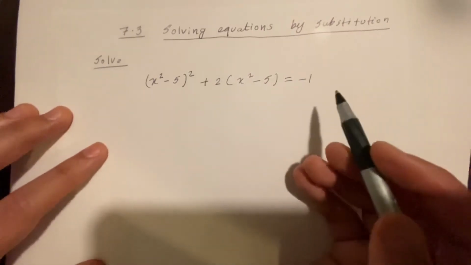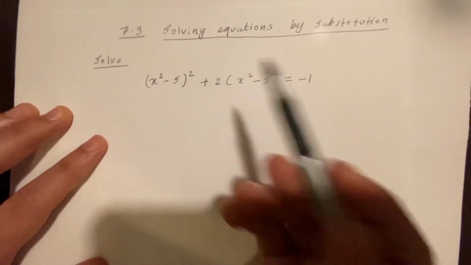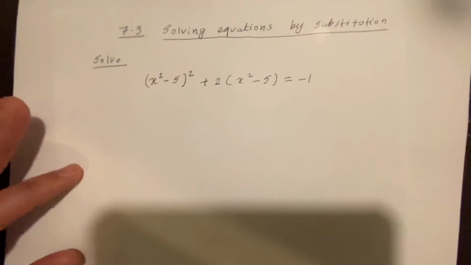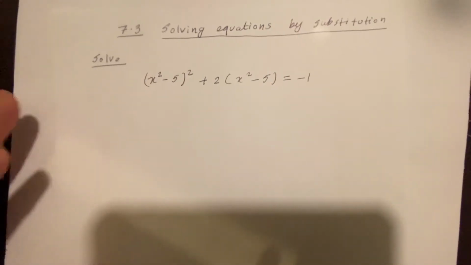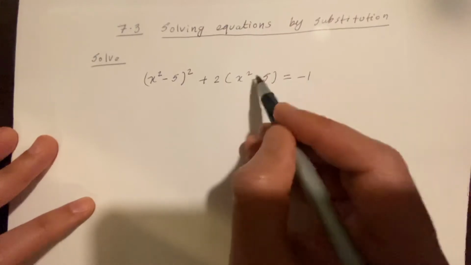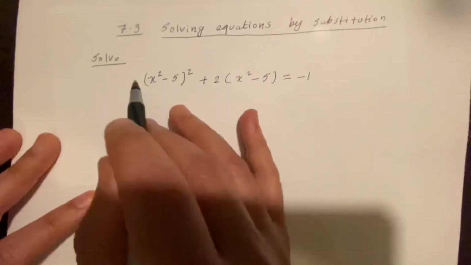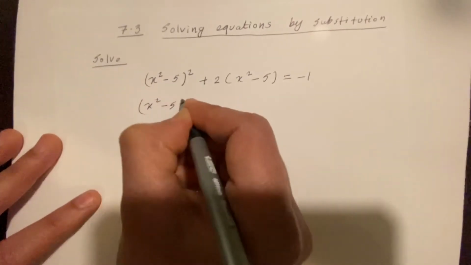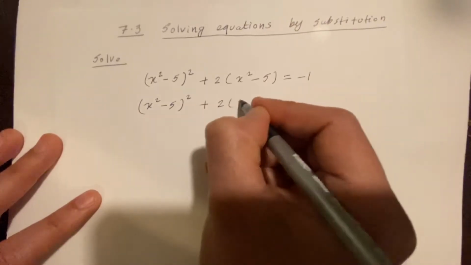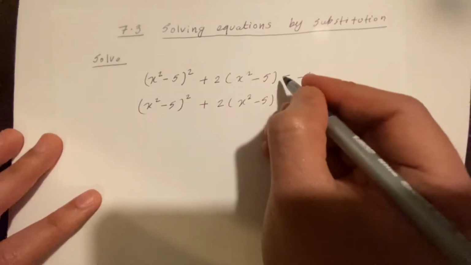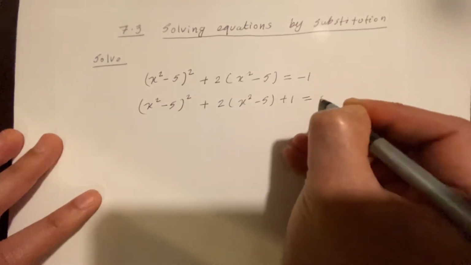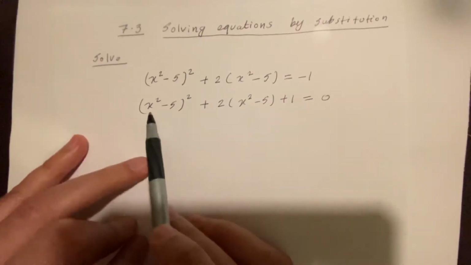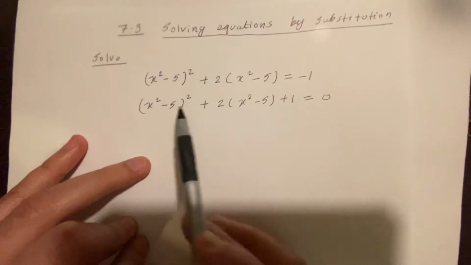Since there's a square here, we can try to solve this by a quadratic process. Let's first move this to this side and make the whole equation equal to 0. So (x squared minus 5) squared, plus 2 times (x squared minus 5), and move this to the other side, which will be plus 1.